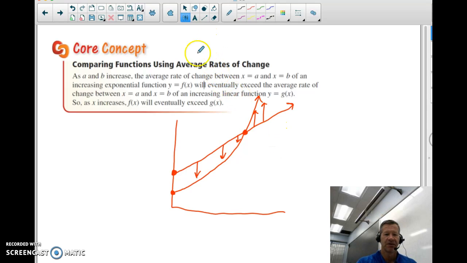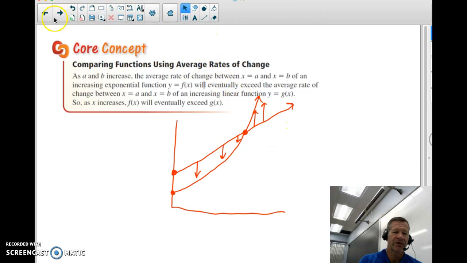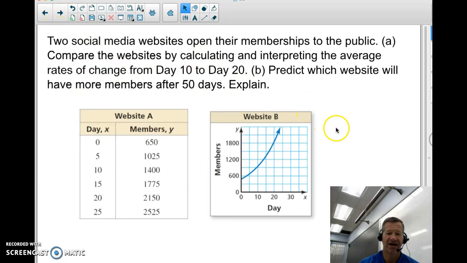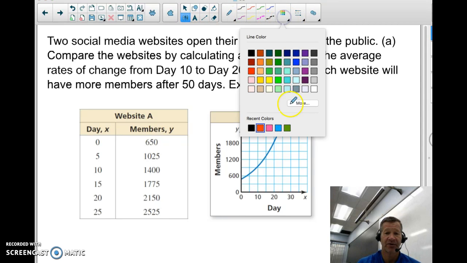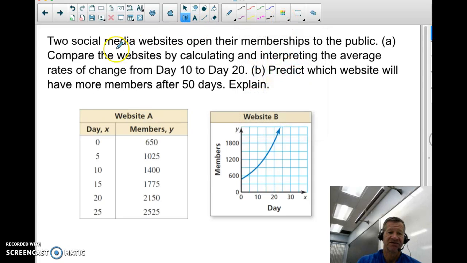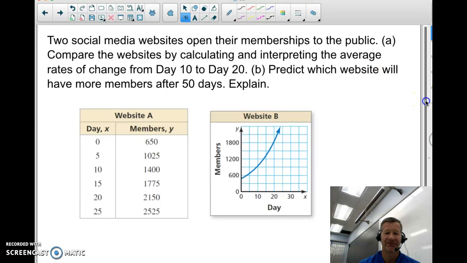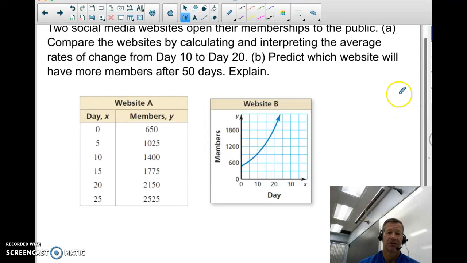Okay, so let's look at an example where we can compare those average rates of change and see what happens. So let's read first. Always read carefully so you know what the context of the problem is. It says 2 social media websites open their memberships to the public. A, compare the websites by calculating and interpreting the average rate of change from day 10 to 20. So we will figure out average rate of change first. We'll talk about how we can figure that out. Then in part B, we're going to predict which website will have more members after those 50 days. Okay? So here we go.